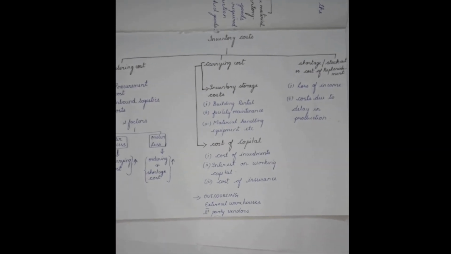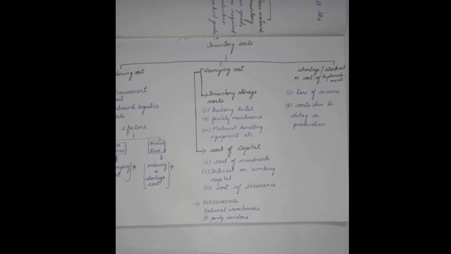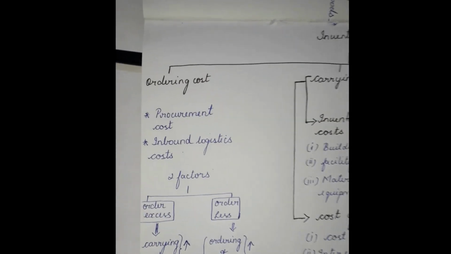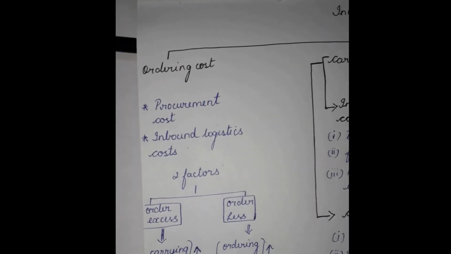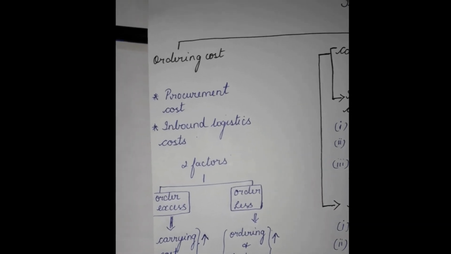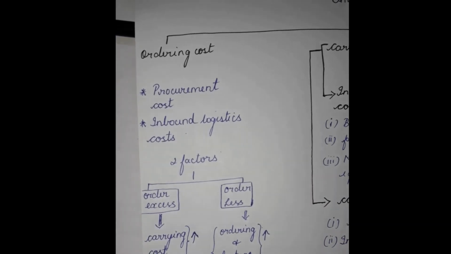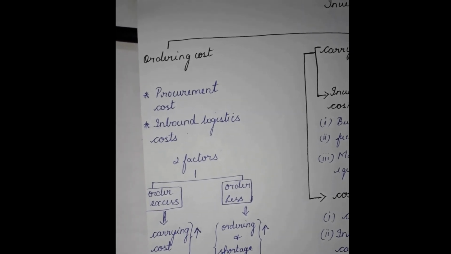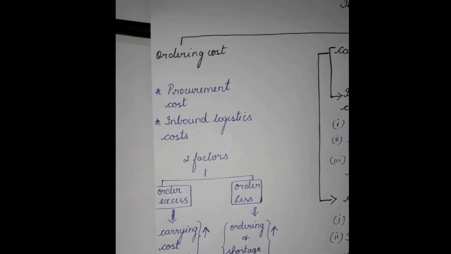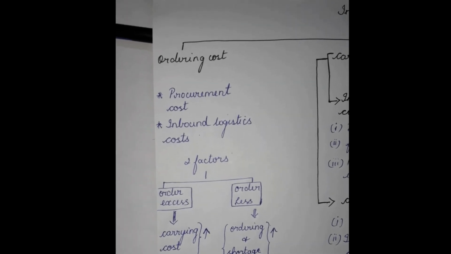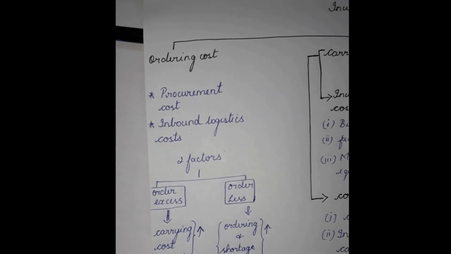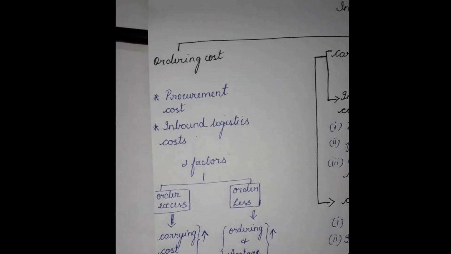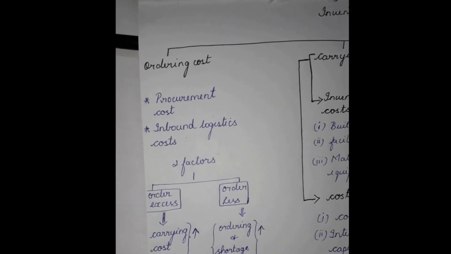Now there are three types of inventory cost. They are ordering cost, carrying cost, and shortage or stock out cost, or cost of replenishment. So when we look at ordering cost, it will include all those costs incurred by a firm in order to get the products required for the production process. The costs included in ordering cost will be procurement cost and inbound logistic cost, which can include the transportation cost incurred in order to bring the product to the firm.